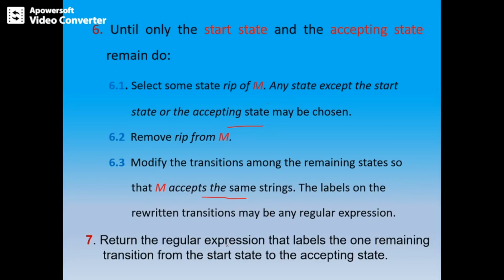Once you finish these three steps, 6.1, 6.2, 6.3, you have to repeat them until you get only the start state and the accepting state and the transitions. The transition will be the transition of the whole machine. Finally, return the regular expression that labels the one remaining transition from the start state to the accepting state.